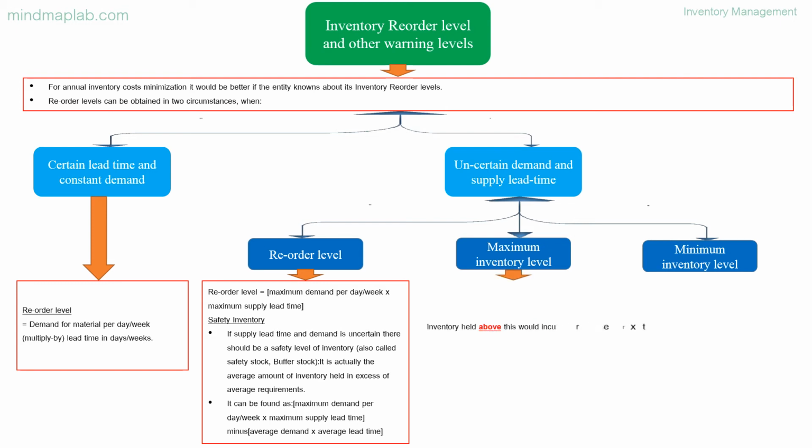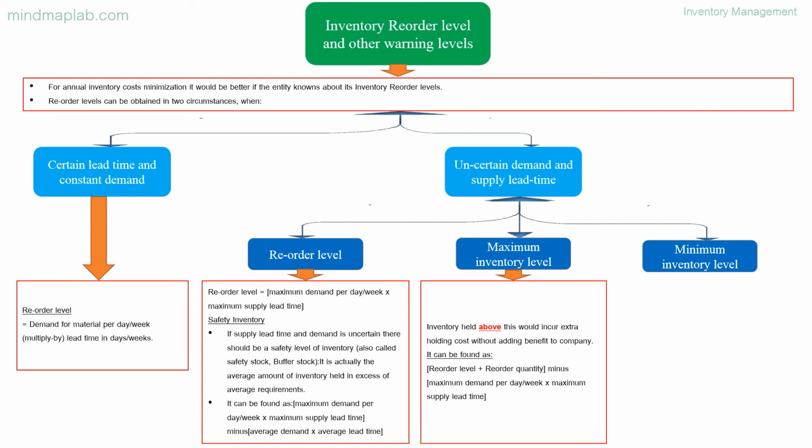Maximum inventory level. Inventory held above this would incur extra holding cost without adding benefit to the company. It can be found as reorder level plus reorder quantity, minus maximum demand per day, week, multiplied by maximum supply lead time.